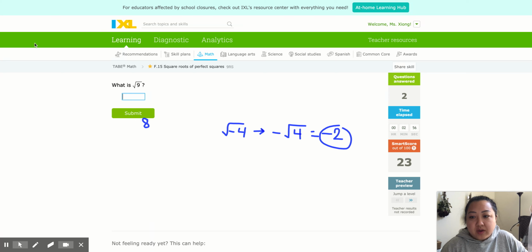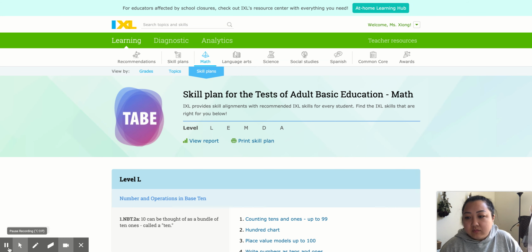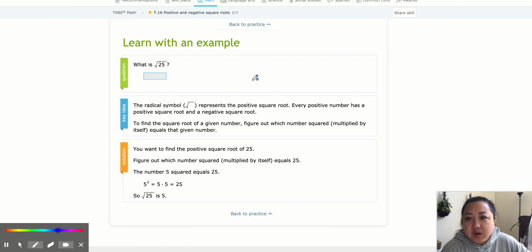I'm going to go back now. All right, so now positive and negative square roots. So what is the square root of 25? Again, the radical symbol right here, it represents the positive square root. Every positive number has a positive square root and a negative square root. So to find the square root of a given number, figure out which number is squared.